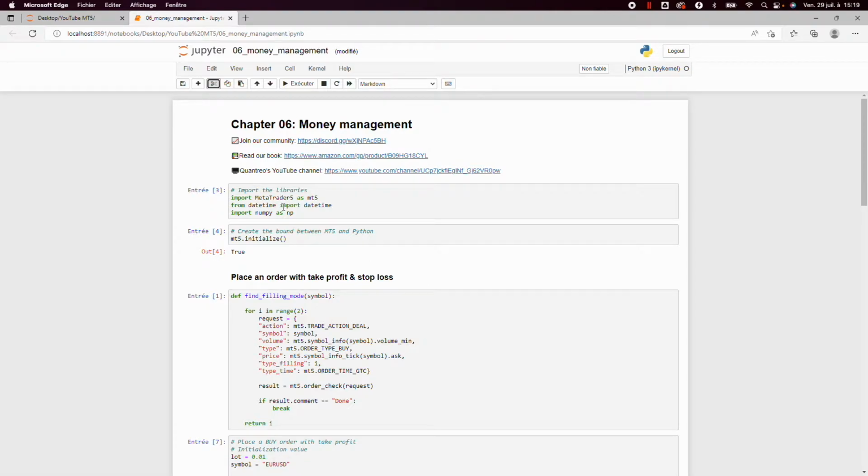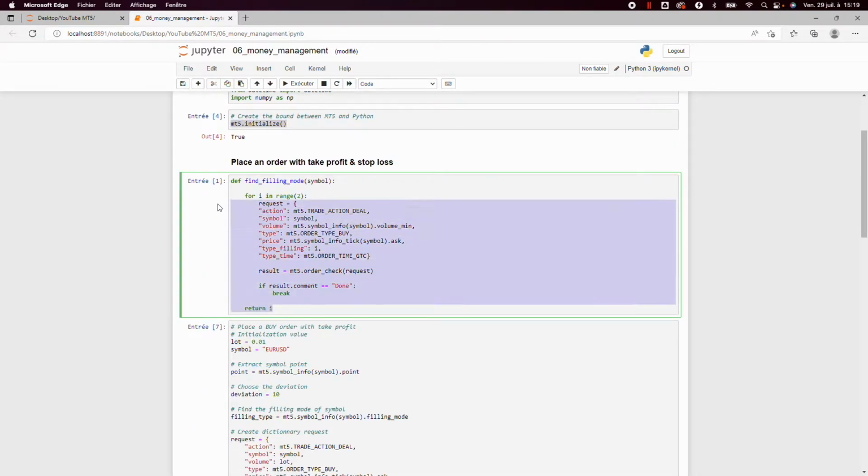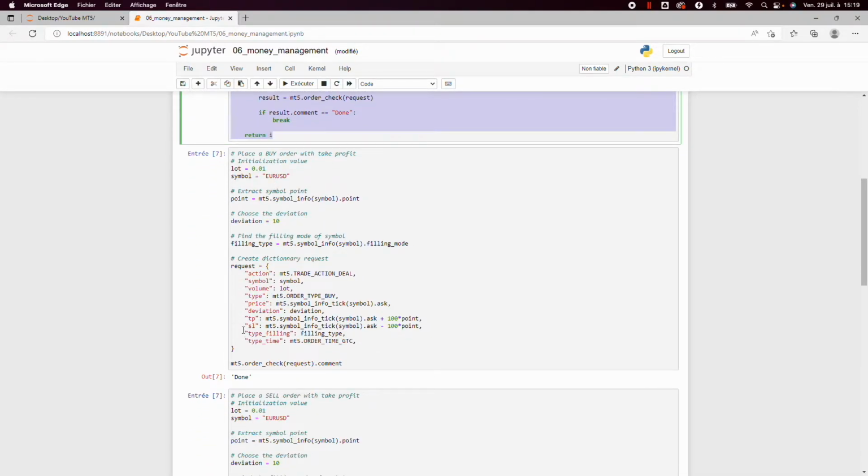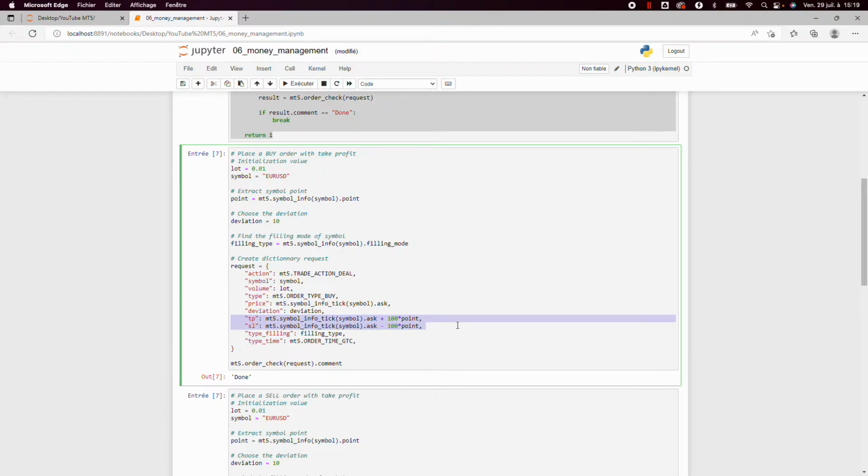So first, we need to import MetaTrader 5, Datetime and NumPy, and we need to initialize the bond between MetaTrader 5 and Python. Then we'll use our own filling mode function to place the order, because as we have seen in the last video, it's very difficult to find the filling mode using the MT5 function. So to place a stop loss and a take profit, it will be very, very simple. You just need to place the absolute value, so the price of the take profit and the stop loss you want to choose for this order.